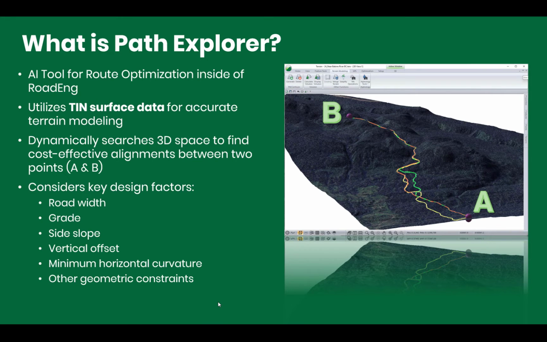As we look between points A and B, we're going to consider some really key design factors in order to help generate our designs. That's things like road width, the grade, side slopes, your minimum and maximum vertical offsets, and minimum horizontal curvature to meet your design specifications. You also have the ability to add in other geometric constraints, such as minimizing stream crossings, avoidance areas, and so on and so forth.